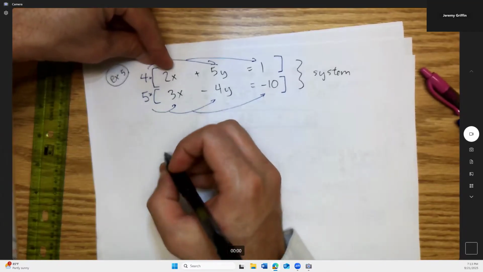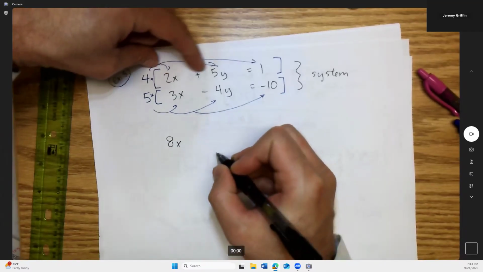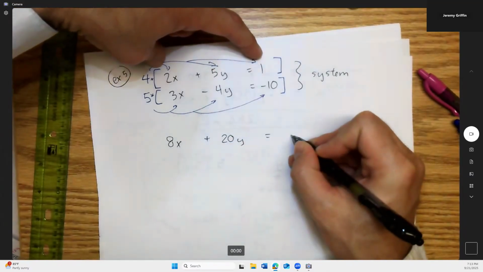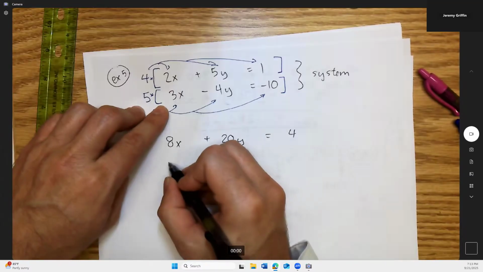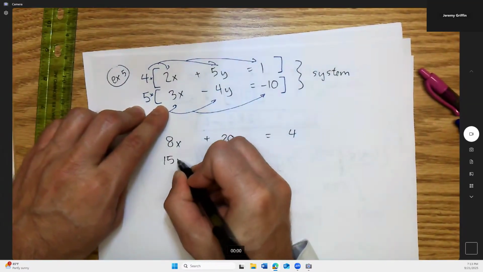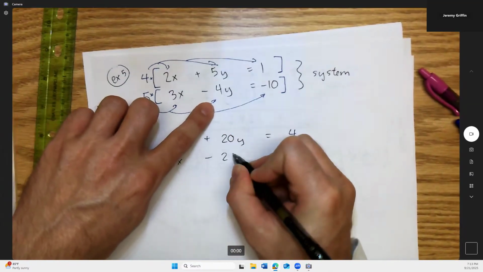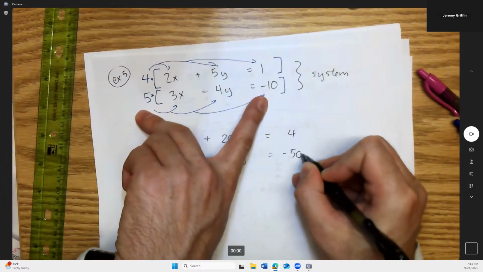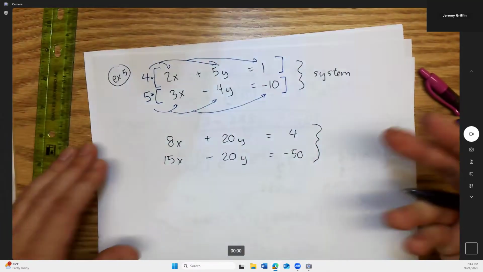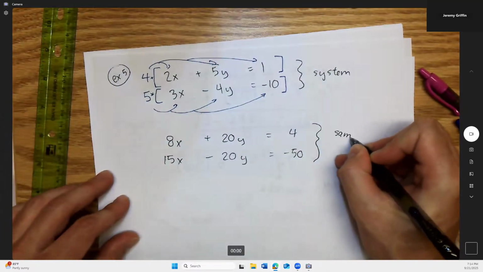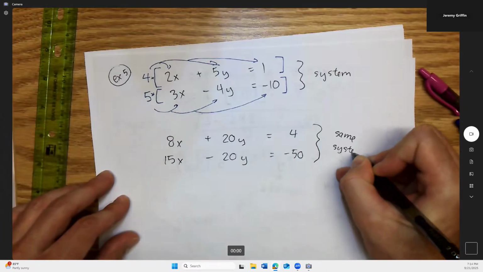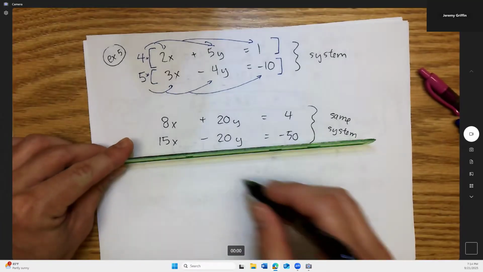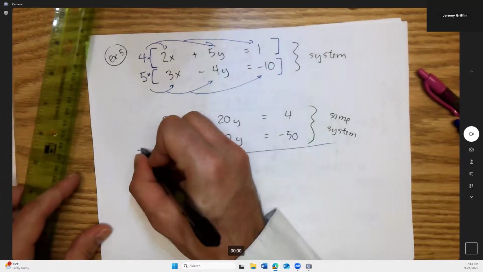So how does this work out? I got 8x right here plus 20y, and then that's equal to 4. And then down here I got 15x minus 20y, and then equals, that's -50, isn't it? Okay. So this is really the same system, or I have like the same solution. All right, let's go ahead and add these together.